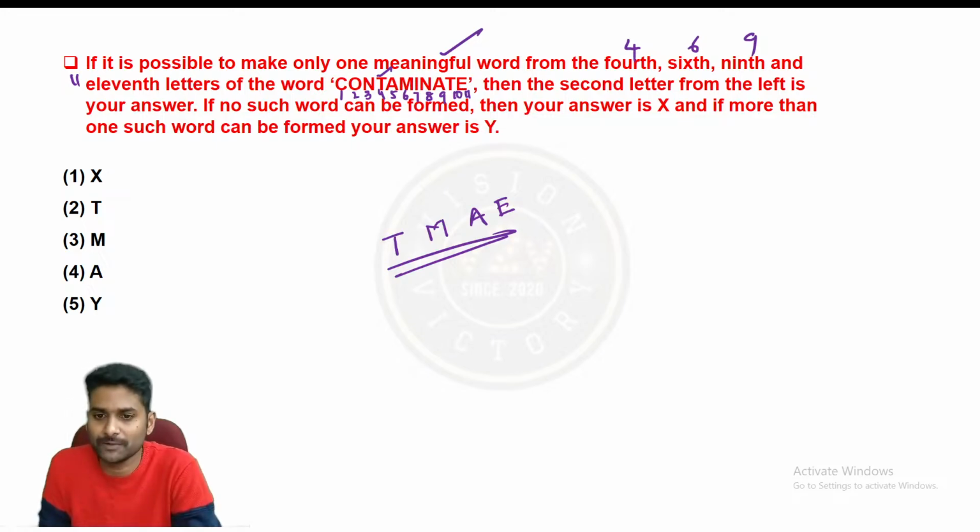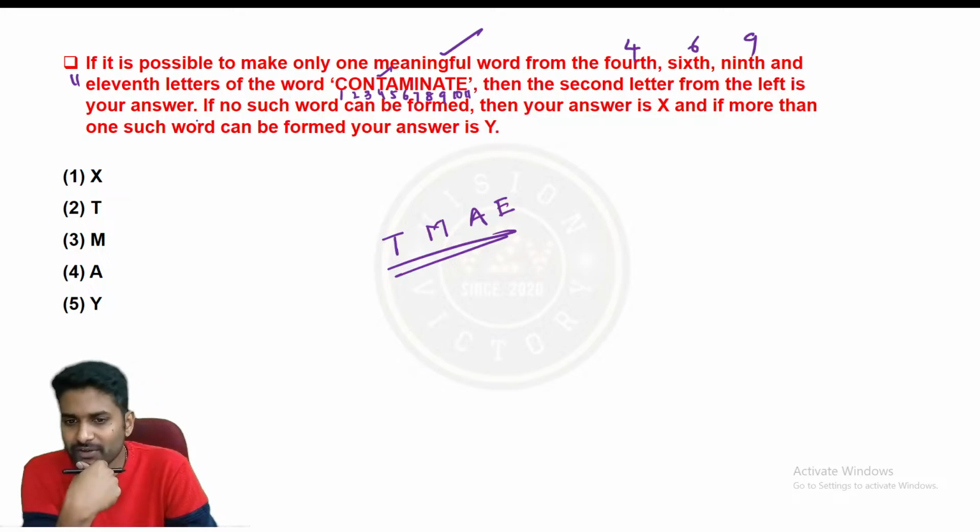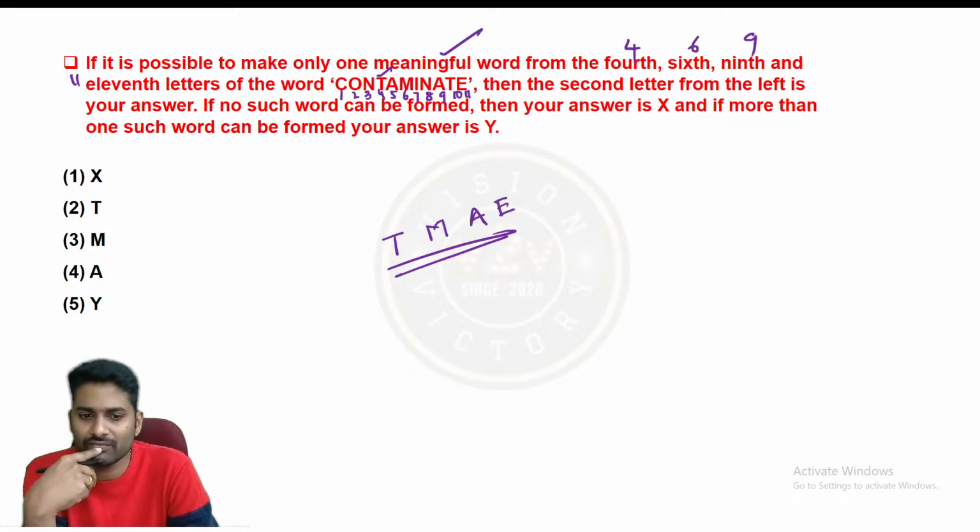We need a meaningful word. Then, if you get only one particular word, you have to consider the second letter of that word as your answer. If no such word can be formed, then your answer is X. If more than one such word can be formed, then your answer should be Y.